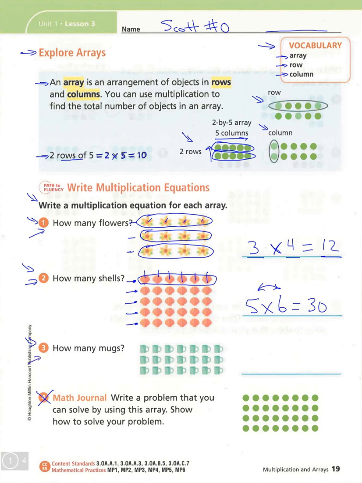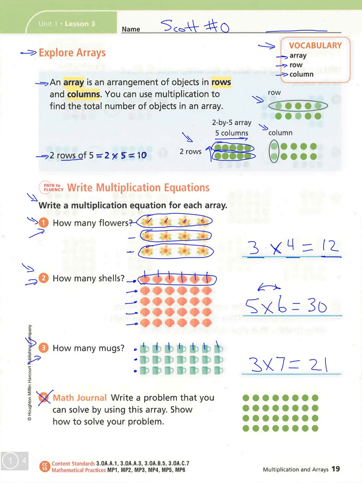All right, so number 3, again, let's count the rows. 1, 2, 3. So I see 3 rows of, and I'm going to go 1, 2, 3, 4, 5, 6, 7. 3 rows of 7, and what does that equal? So 7, 14, 21. So hopefully you got 21 there.